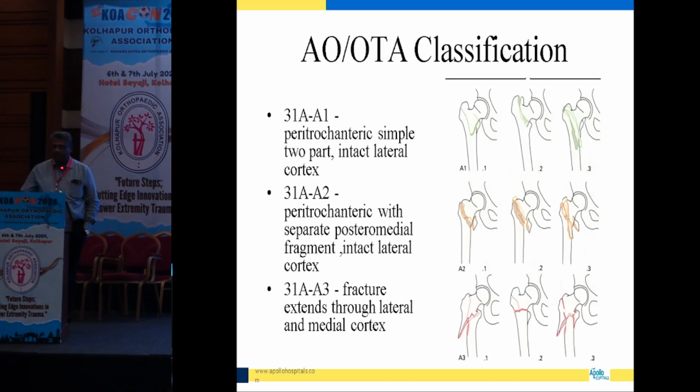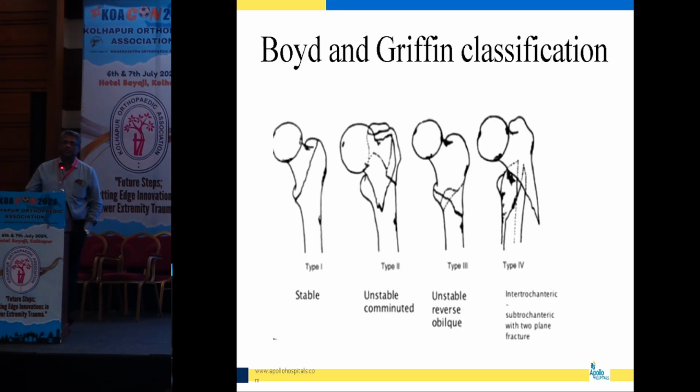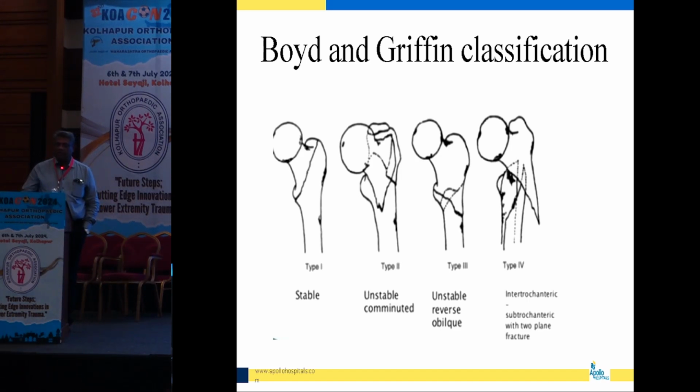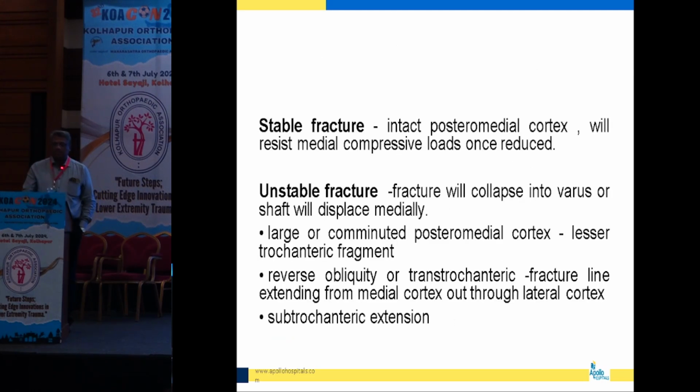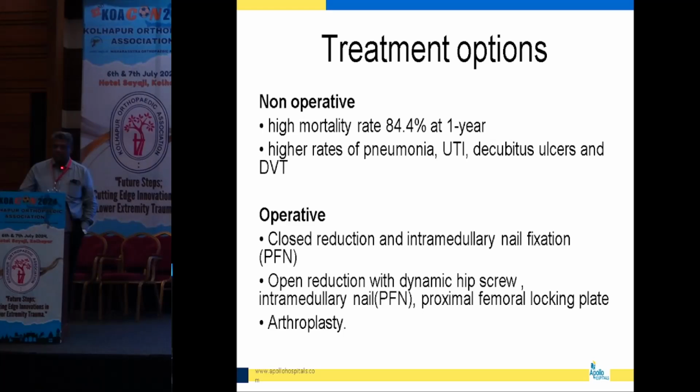Classifications, I think everybody is aware of it. What we as surgeons would like to know is whether your fracture pattern is stable or unstable, to plan your fixation of these fractures. In stable fractures, we know that the intact posteromedial cortex is there. In an unstable fracture, we see the LT flying and you know that it is an unstable fracture, and we need to use a lot of thought process in getting these fractures fixed. So these are the common fractures that we may come across.